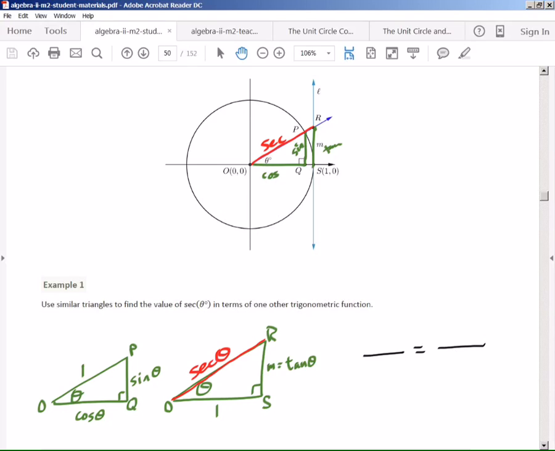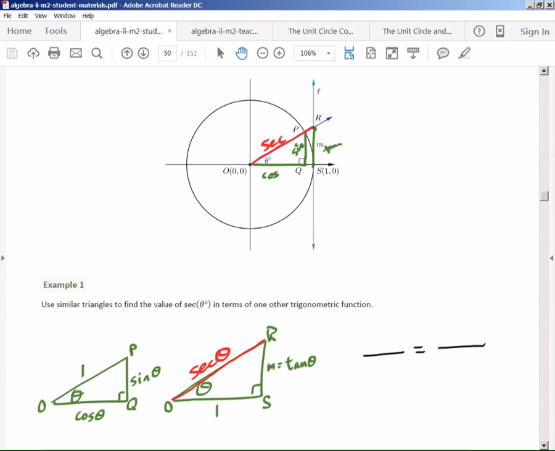How can sides be related? They either come from the same shape, like secant and 1. That comes from the same shape, so those are related. Secant and this one over here, those don't come from the same shape, but they're corresponding. That means that they come from the same location on the shapes, and so those are related also.